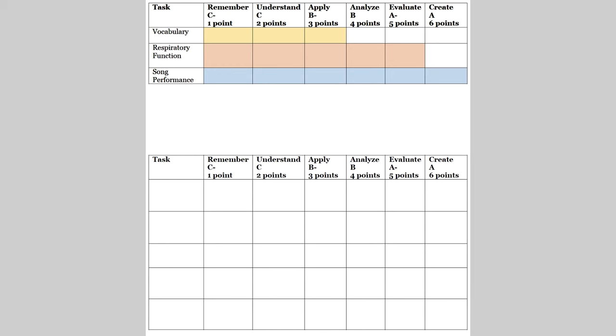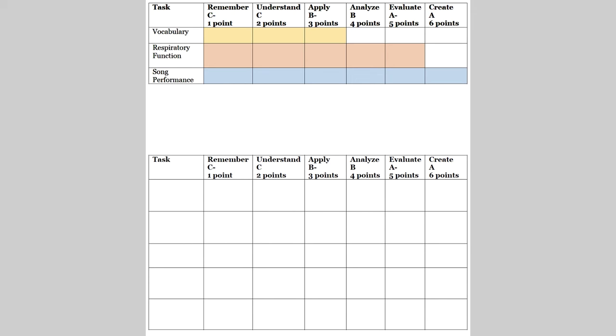And song performance. Now here is where I get my full creation or creative points according to Bloom's, because they have to create something new just based on what they've been given. So I give them the written music or I assign them a song, and then they have to create their own version of it, applying all of these things that have come before.